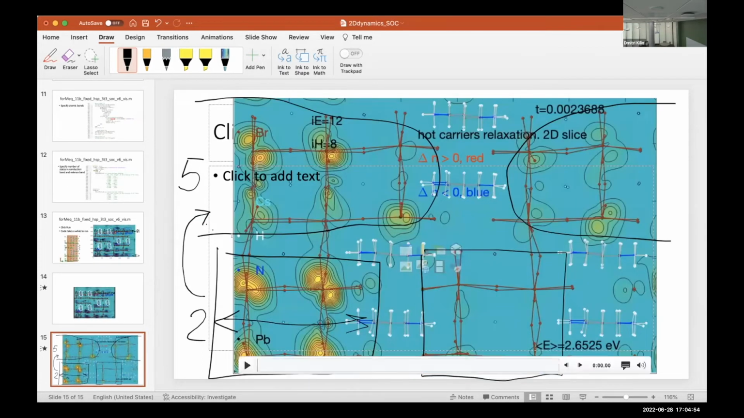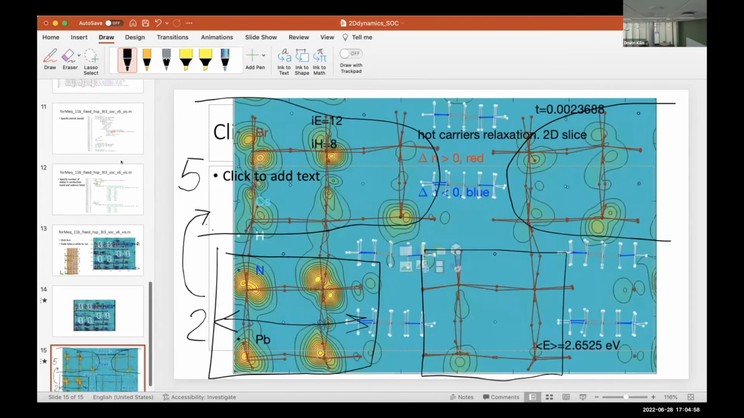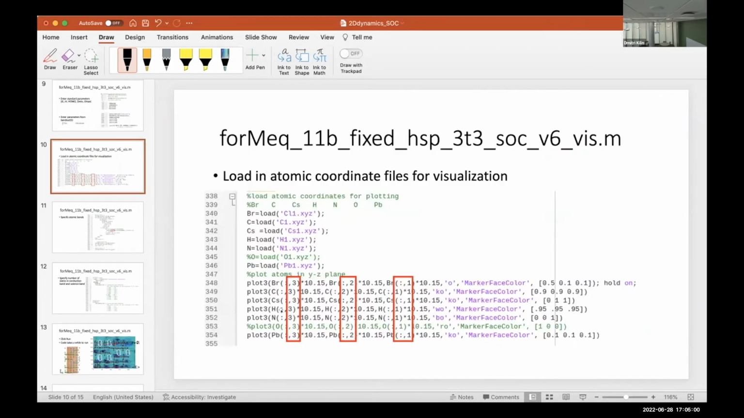So let's assume this is Y, this is X, and then Z is coming out. This first row is going to be the X, the second row is going to be the Y, and this third row is going to be the Z. So you need to adjust them based on what your specific system is.